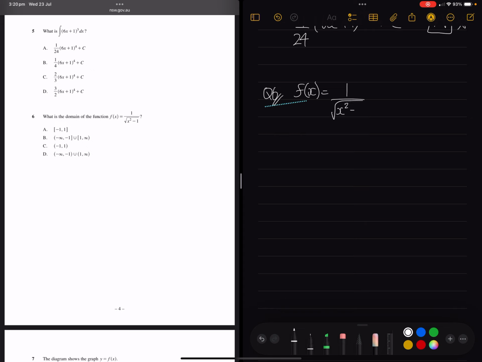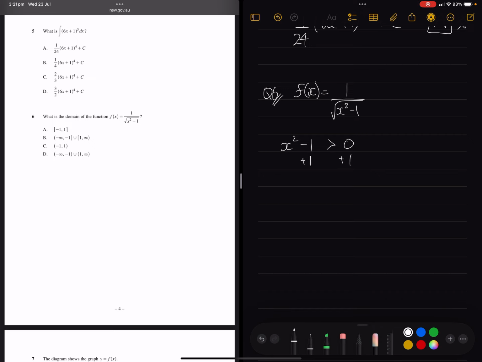Main conditions on this: the denominator can't be 0, and the thing inside the square root in the denominator cannot be negative. So we could summarize this by saying that x squared minus 1 must be greater than 0. Can't be equal to 0 because it would set the denominator to 0, and that's not allowed. Can't be negative because that's not allowed by the square root. So we just need to solve this.